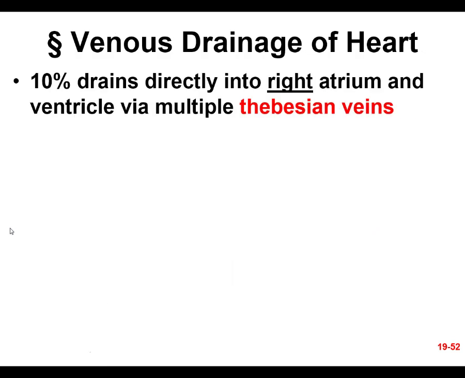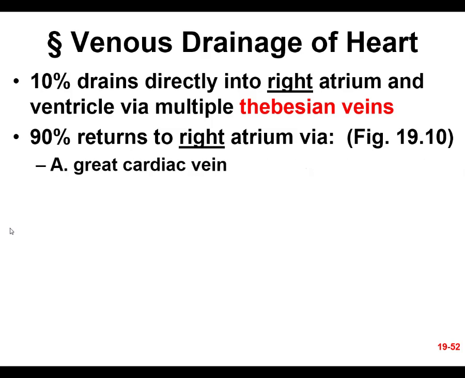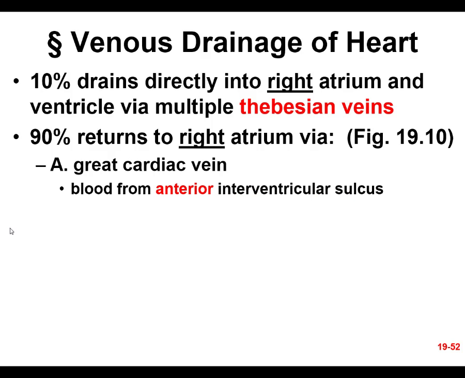Venous drainage of the heart. 10% drains directly into the right atrium through multiple small coronary veins in the heart, called the Thebesian veins. 90% returns to the right atrium through the great cardiac vein, which carries blood from the anterior interventricular sulcus. That's where we saw the coronary arteries, and the coronary veins lay right next to them.